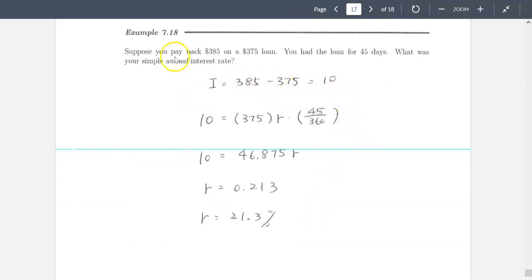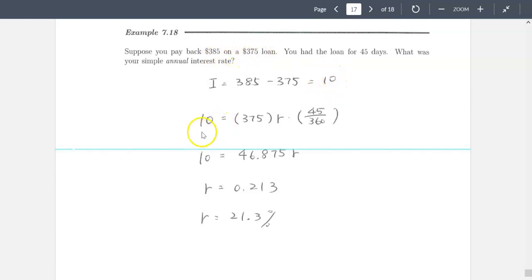So all these things right here, where one of the other two things is missing, require you to do algebra. Suppose you pay back $385 on a $375 loan. You had the loan for 45 days. What was the simple annual interest? Okay, so we're missing R, right? So the interest is the $10. How do we know? We pay $385. We only borrowed $375. So the interest is what's in between. It's how the bank earns the money, right?